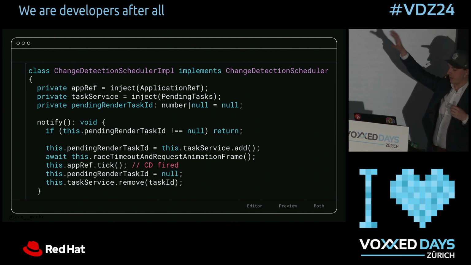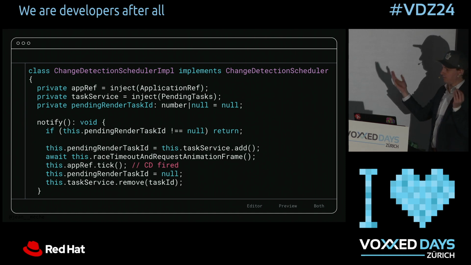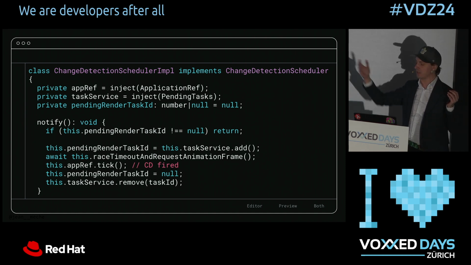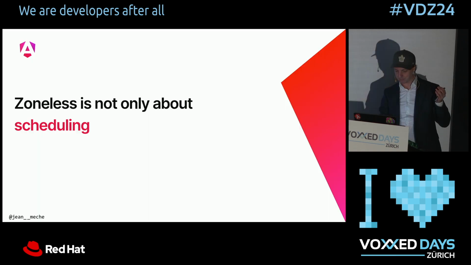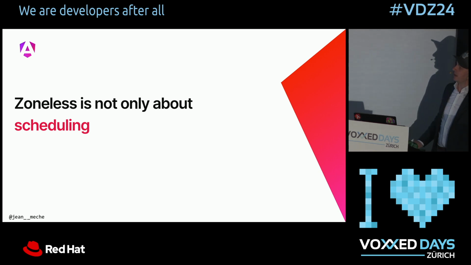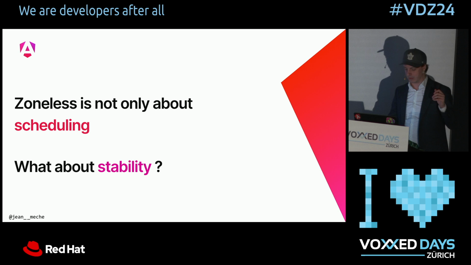Like I said, you have a notify method that's called by whatever feature in the framework, and it will run something if there is something pending from the framework side. So you need to know that zoneless is not only about scheduling, because scheduling is one part, but there are also other things.